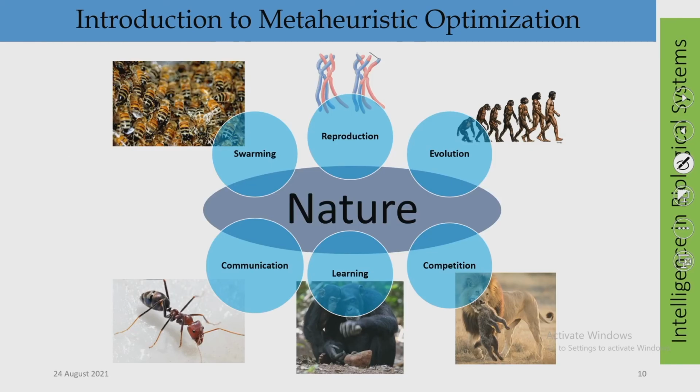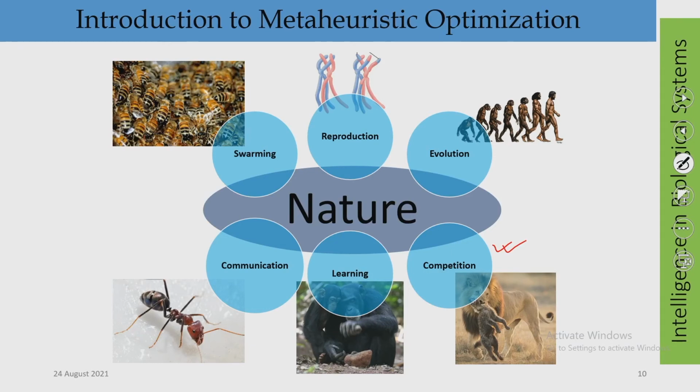So, let us look at metaheuristic optimization. Metaheuristic optimization methods are derived from different phenomena happening in nature. If you look at nature, there is intelligence in biological systems. Now, let us start with competition.